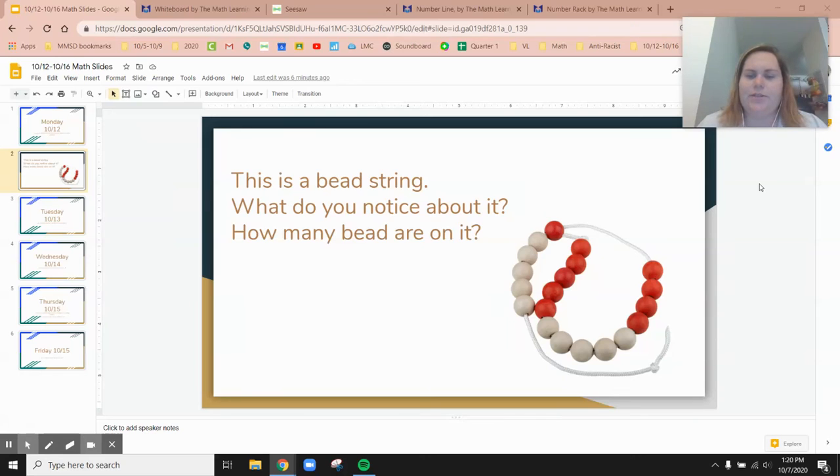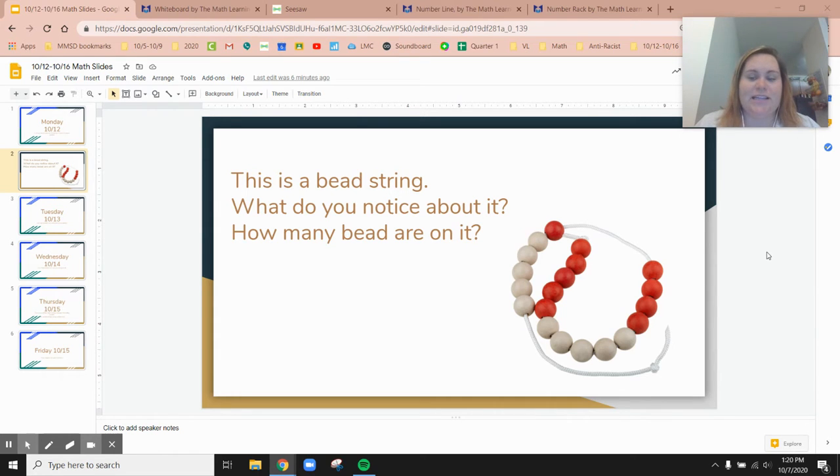Hi, scholars. Today we're talking about bead strings and how they relate to our number racks and how we can do our addition problems using these resources. So here's a picture of a bead string. What do you notice about this bead string?